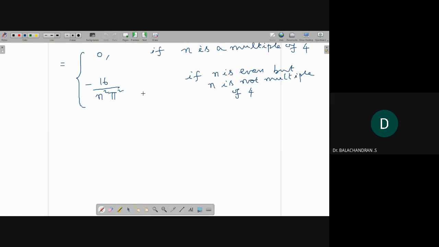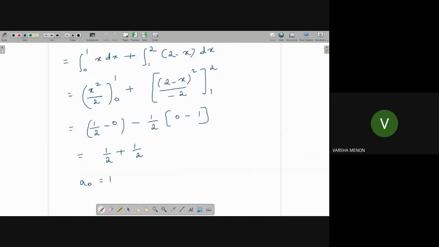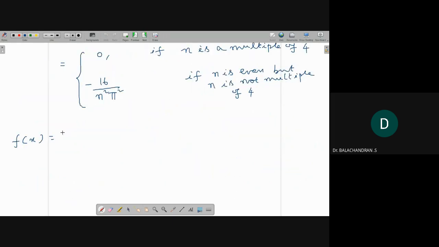So now I think up to this is enough. Now what is f of x? What is a naught? 1. Okay, thank you, Varsha. So 1 by 2. And then here I wrote, what is constant? Constant is minus 16 by pi square.